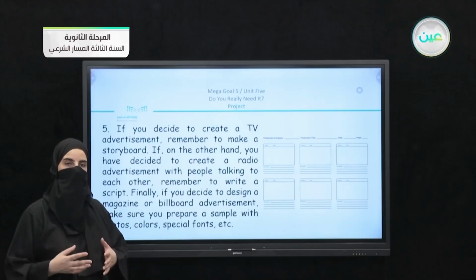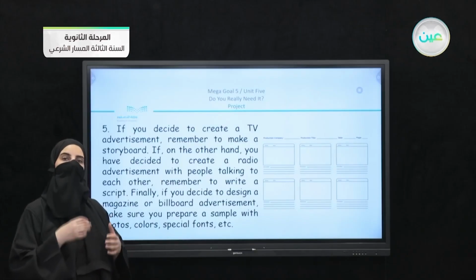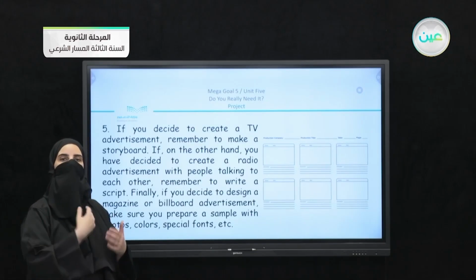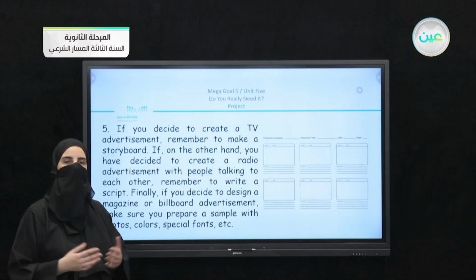So you have the freedom to choose any type of advertisement, and also the freedom to choose what kind of advertisement you are going to present.